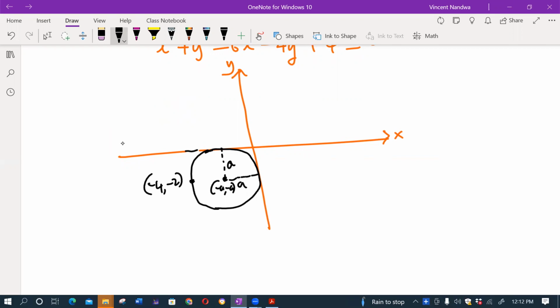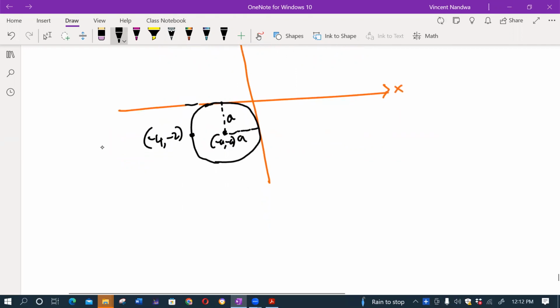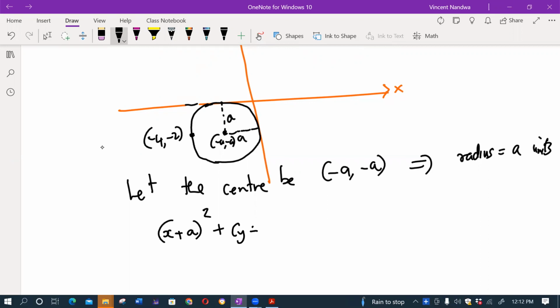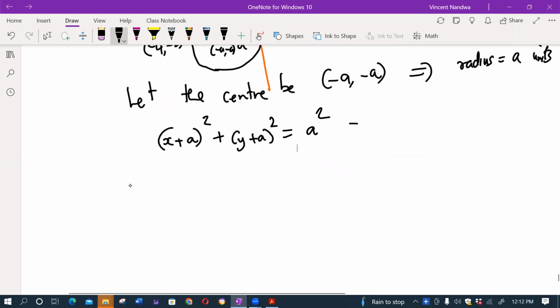And the circle passes through (-4, -2). So let the center be (-A, -A), which means the radius will be A units. So the equation of a circle with center (-A, -A) will be (x + A) squared plus (y + A) squared equals A squared. Let's call this equation 1.